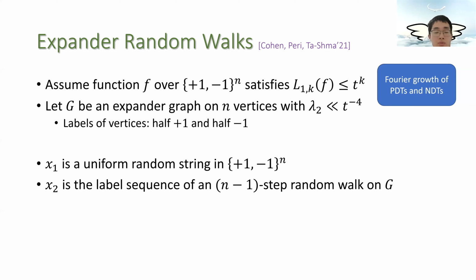And we consider two random distributions. The first, x1, is a uniform random string in the hypercube, and the second, x2, is the label sequence of an n-1 step random walk on G. Their result shows that the expectation of f under x1 and x2 are similar.